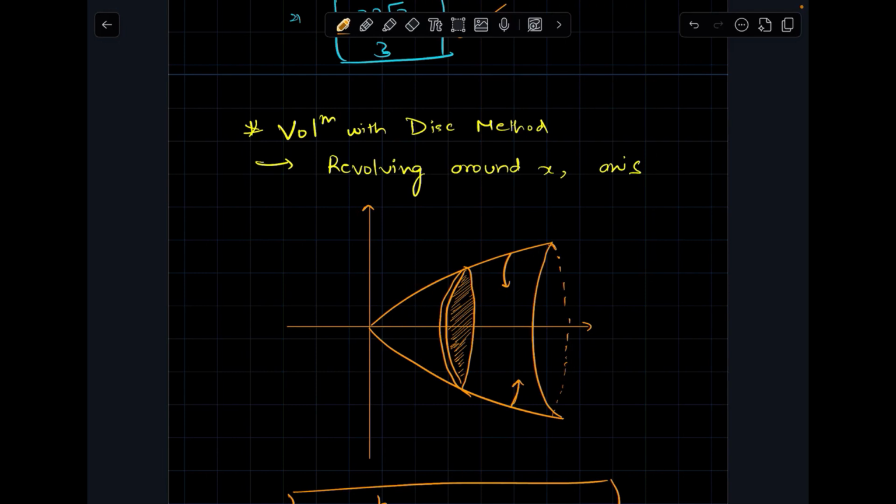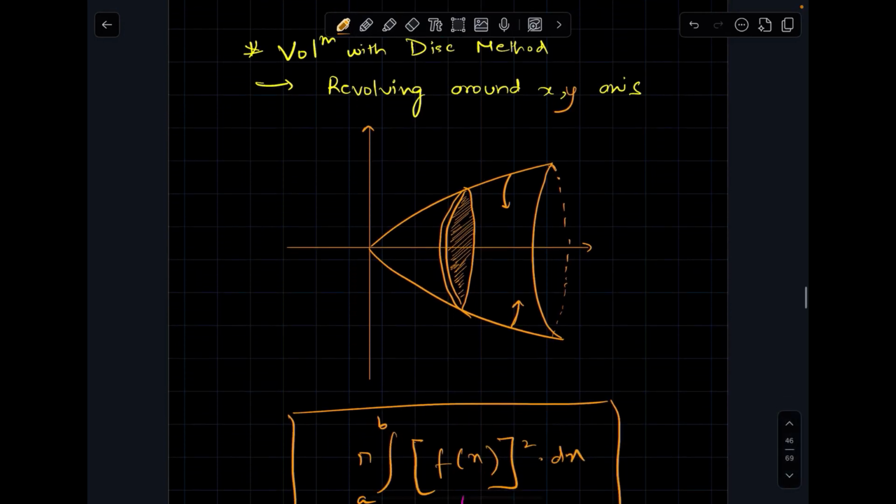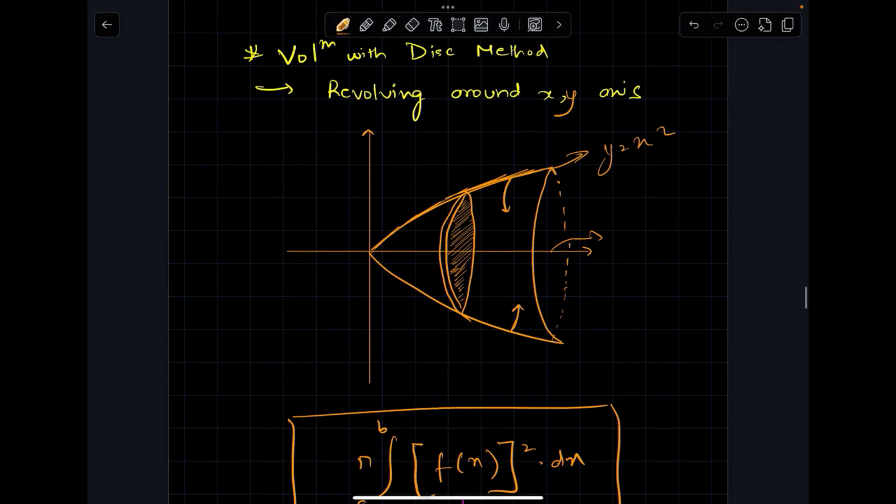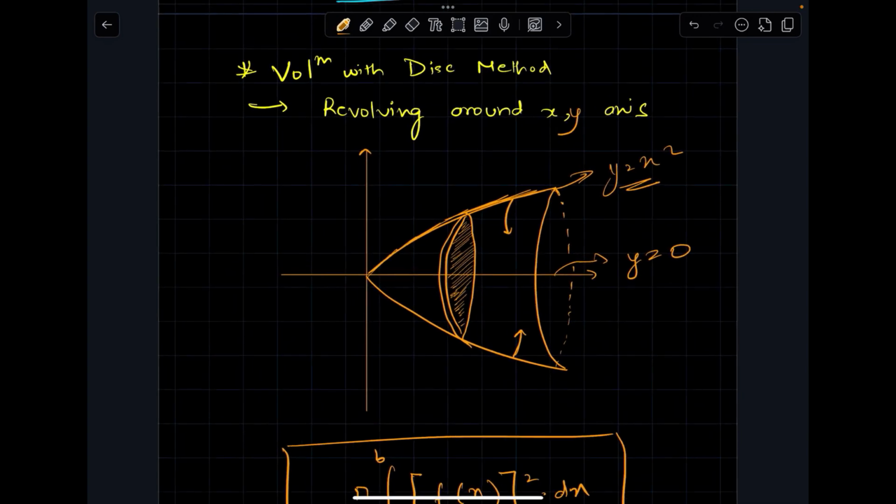Now let's talk about the disk method, finding volume using disks. So we're going to split this into two parts: the first is revolution around the x and y axes, and the second is revolving around other axes or other equations. This is basically how it looks. We are going to have an equation, right? Let's say this is y is equal to x squared, and this is y is equal to 0. So you're basically going to revolve y is equal to x squared around the x-axis, y is equal to 0, which will form a shape like a 3D cone, right?